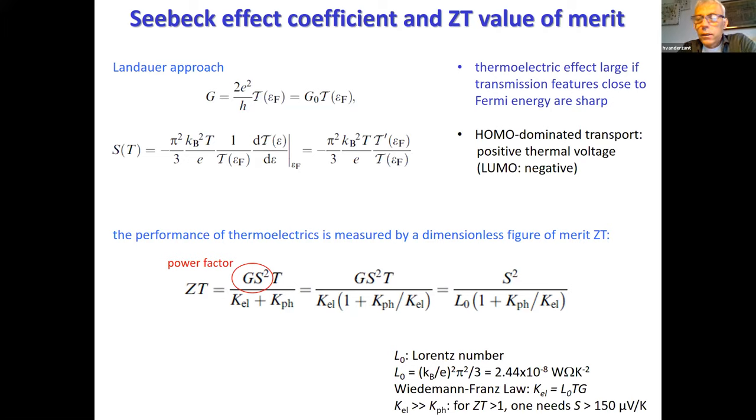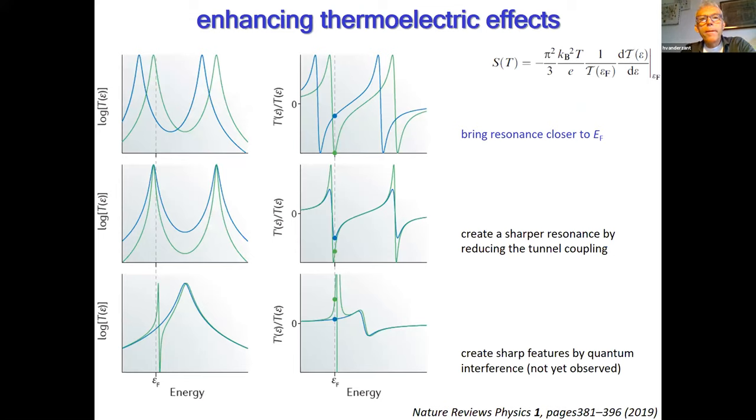I will already tell you that we cannot measure the thermal conductance, so we can only estimate our figure of merit by assuming certain properties of the thermal conductance. But let's go on and first discuss this enhancement of the thermoelectric effects. If you go to the bottom two, and maybe first to the bottom one, that's where quantum interference effects should be able to push the Seebeck coefficient up.